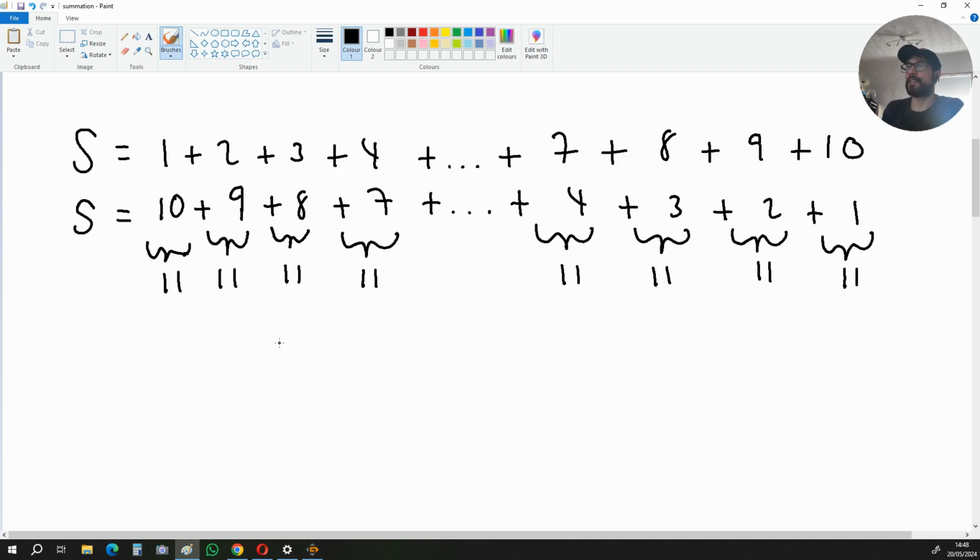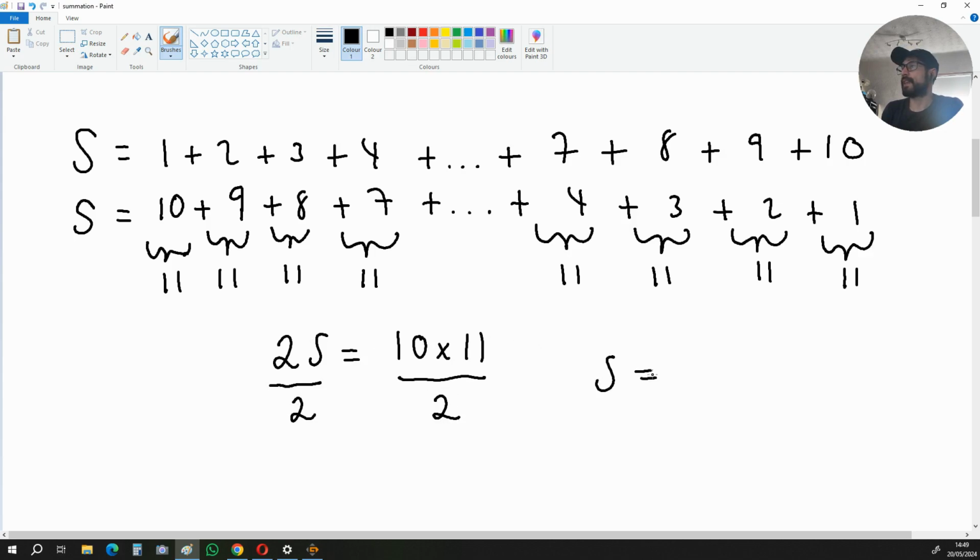So this is going to mean that two of these sums is 10 times 11, because we've got 10 terms for this sum over here. And over here, we have these 11s. When we add up these two sums, therefore, two of those sums is going to be 10 times 11. Now, to get the actual sum, you just divide this by 2. So the sum is going to be 10 times 11 divided by 2.